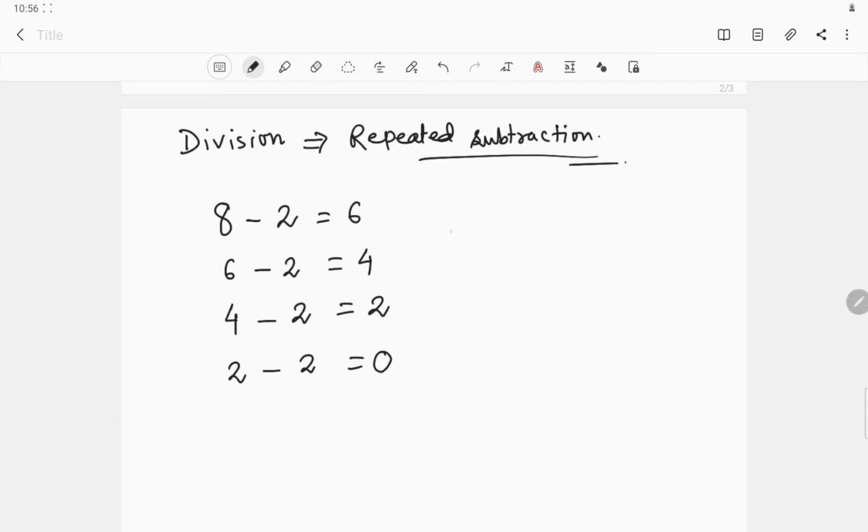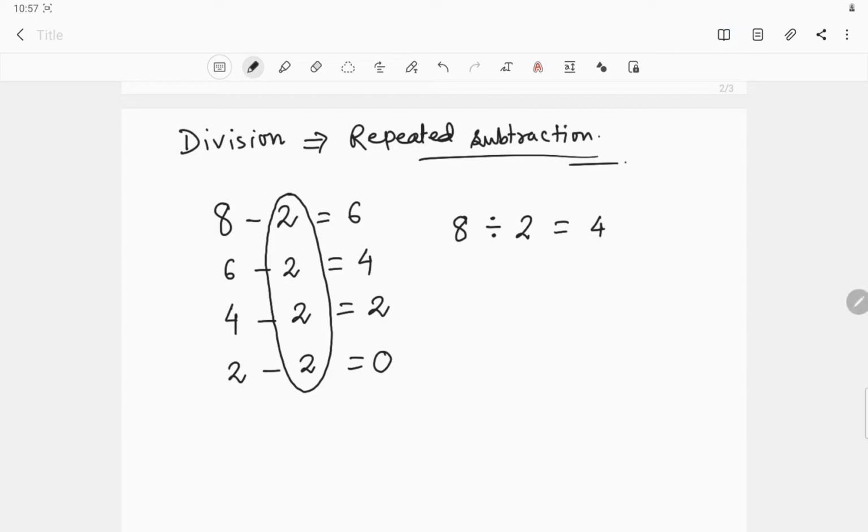So the question is, the number of balls is 8 and you want to divide the balls among 2 persons. So each person will get 4 balls, because this 2 is repeated 4 times. That's why our answer is 4. Clear?